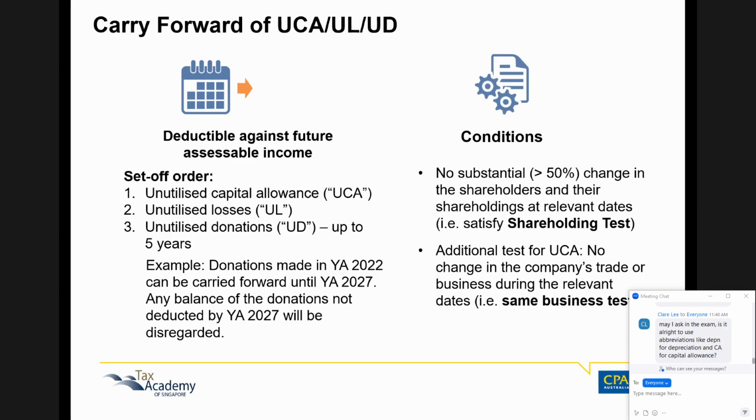For unutilized donations, there's an additional rule. You can only claim up to 5 years. So for donations made in YA 2022, you can carry forward up to YA 2027. Any balance of the donations not deducted will be disregarded, meaning reduced to zero.